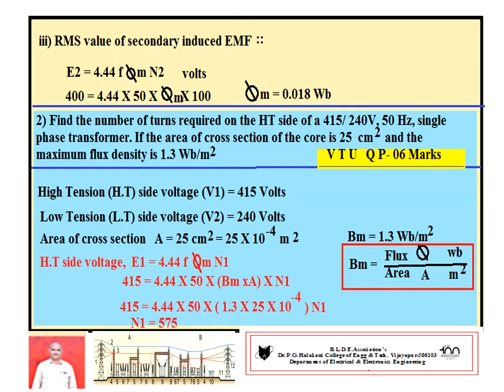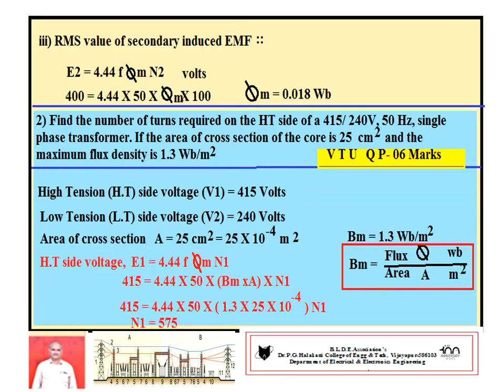HT side voltage means primary voltage, V1 equals 415. The low tension side means secondary, V2 equals 240 volts. The area of cross section is given, capital A equals the core cross section, that is 25 cm square. Always convert it into meter square.